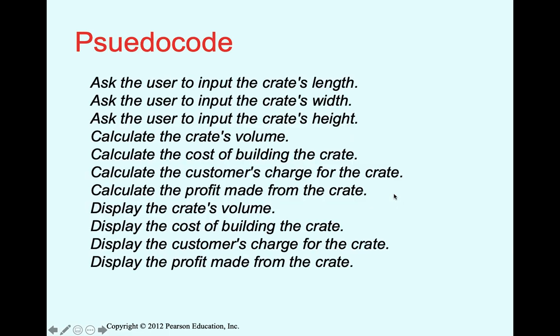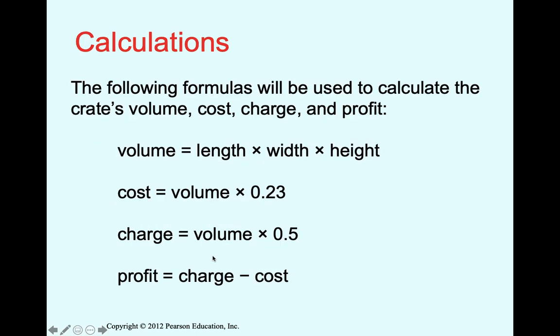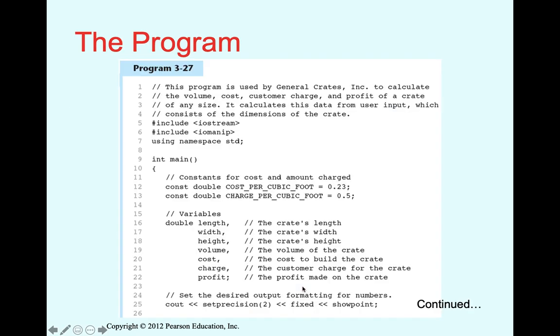So here is the kind of pseudocode. You ask the user to input the length, the width, the height, then you calculate the volume, you calculate the cost, the price, and the profit, and then you display the four things. And here are some calculations that you need. How to compute the volume. This is the equation for the volume, this is the equation for the cost, this is for the price, and this is for the profit. And then you are ready to start the code.